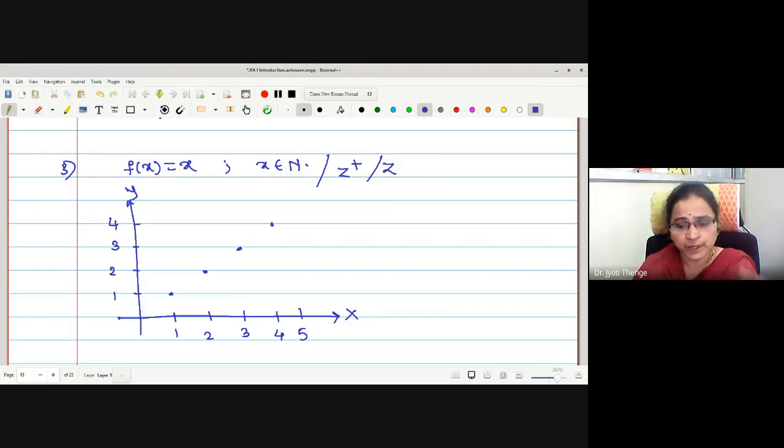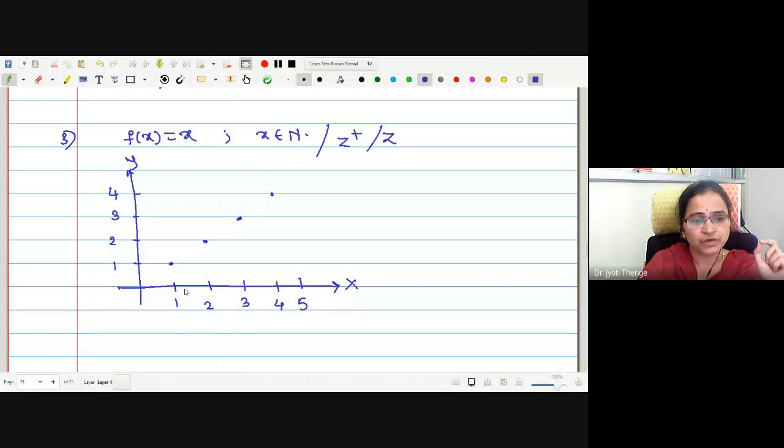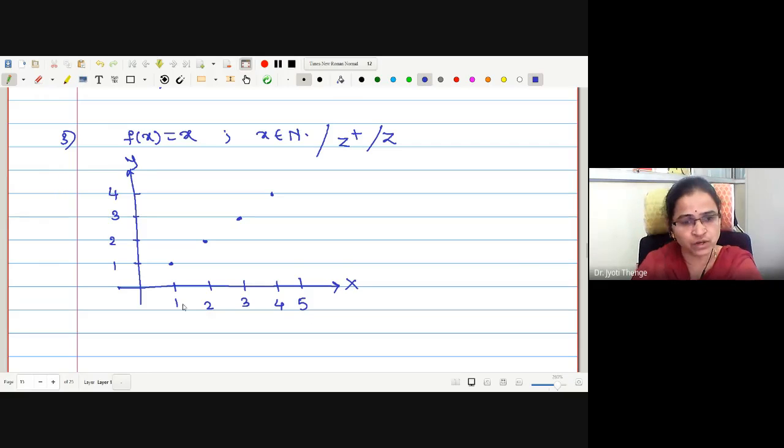But here all the points between 1 and 2 are not the points of the domain of the function. Therefore, we cannot consider the points in between. The points of the domain are simply 1, then 2, then 3, then 4 and 5. Therefore, between the points 1 and 2, we are not going to consider anything. Here, this locus of points will represent the graph of the function.